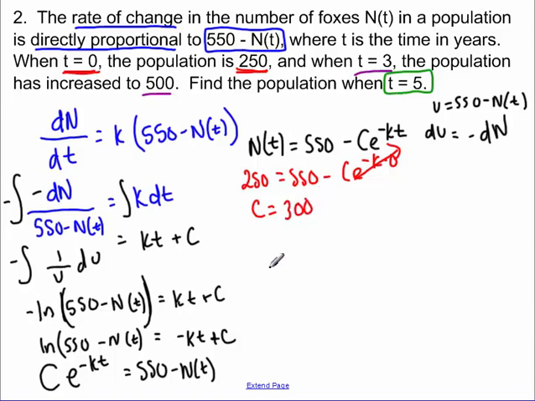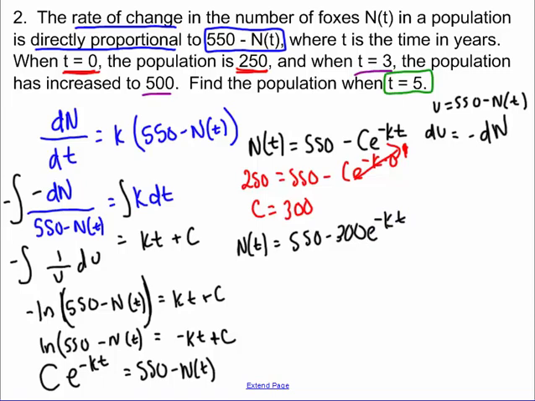Yes, I had to look for that on my paper. Make fun of me all you want. This goes to 1. I'm sorry, that goes to 1, so that's how we solve for c. Okay, sorry. So now we have our equation. N of t is equal to 550 minus c, which we just solved for. I apologize. 300 e to the negative kt.